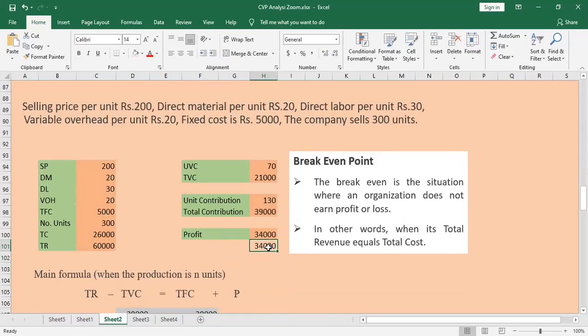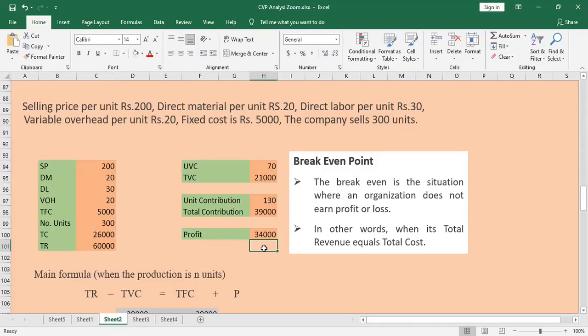That is your profit. That's why I said contribution is to contribute towards the profit by covering up the fixed cost. Now here you are getting a profit because your contribution is more than your fixed cost. Here contribution is 39,000 and the fixed cost is 5,000. So therefore you are earning 34,000 profit, right? So this is the main structure of the cost profit volume analysis, where you calculate your contribution and based on the contribution you calculate your profit, right?